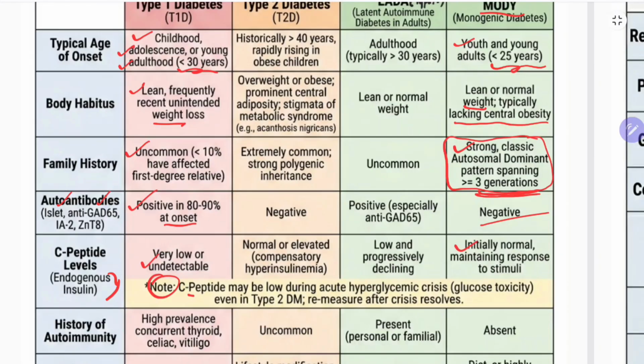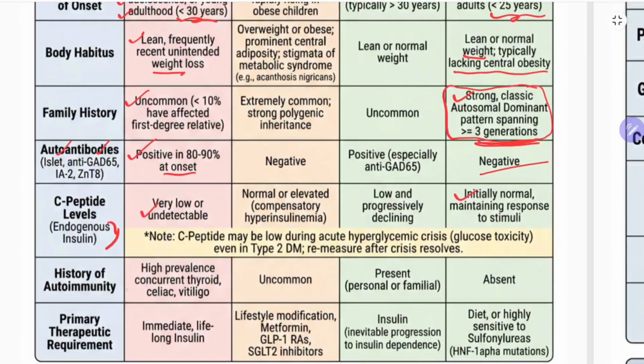C-peptide may be low during an acute hyperglycemic crisis, like DKA or HHS, even in type 2 diabetes mellitus. So remeasure the C-peptide after the crisis resolves, meaning if the glucose level is very high, at that time C-peptide can be low. So if you want to measure C-peptide levels, measure it after you have controlled some amount of the glucose level. That is one thing we should remember about C-peptide levels.